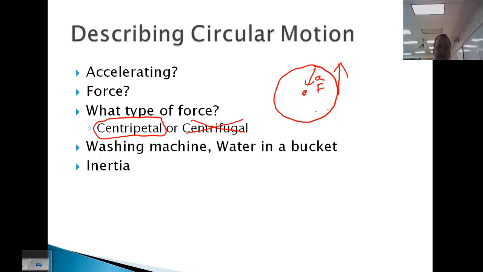The clothes are big enough that they don't go through the holes, and the clothes stay in, with a force towards the center, the centripetal force, causing them to go around in a circle. Think about a ball on a string. If you were going to spin it in a circle, you would use your hand as the center point. You'd be applying a force towards the center of the circle.